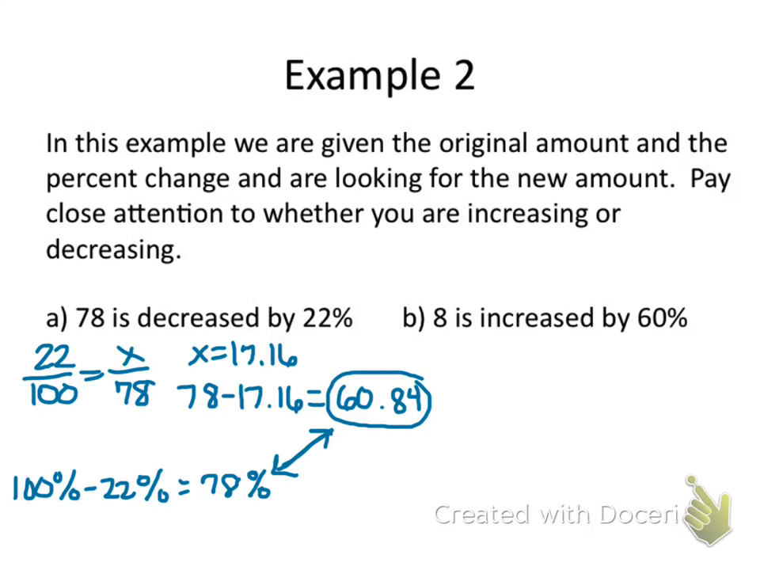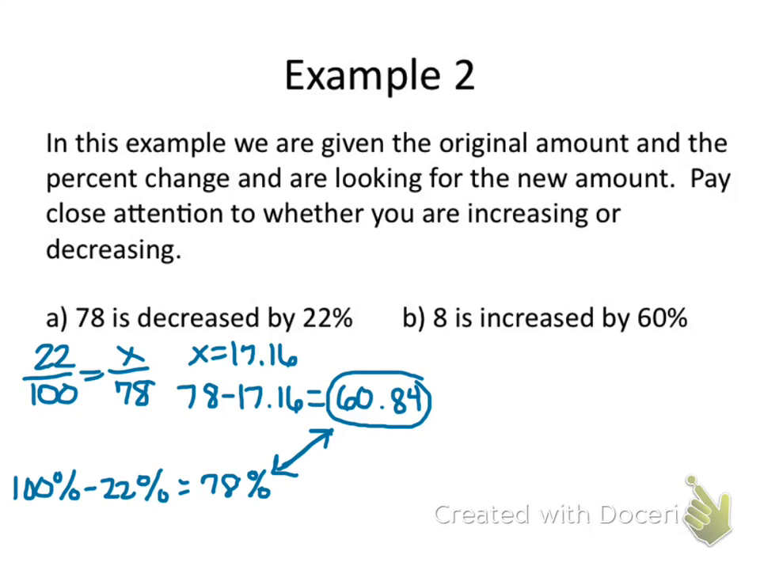So I relate this to shopping. If I'm shopping for something and it's, say it's $100, right? Just flat out make it easy. $100 and it's 30% off. Well, I'm saving 30%, but what am I paying of the original amount?